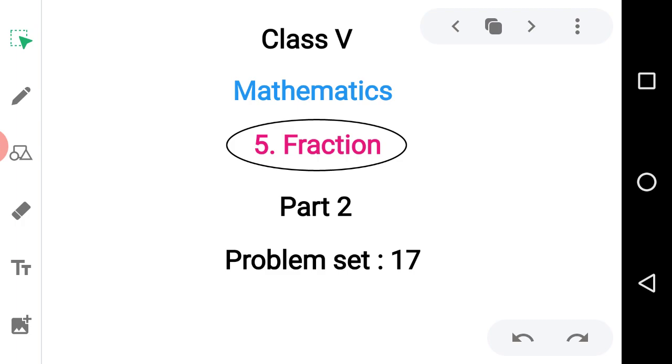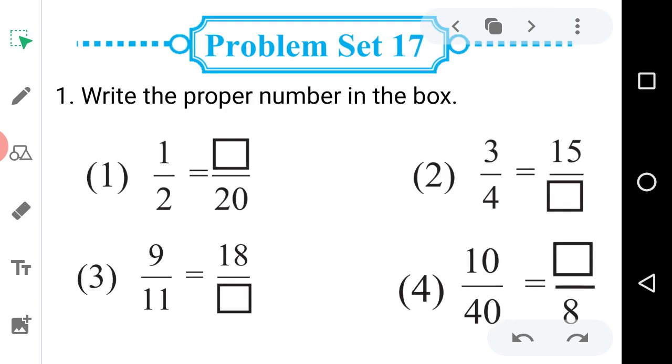Problem set 17. See here, question number 1. Write the proper number in the box. The fraction is given, 1 by 2. In the first one, we have to find the equivalent fraction with denominator 20. So how can we find it?